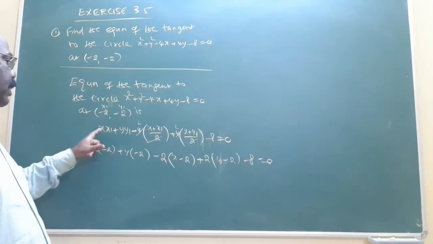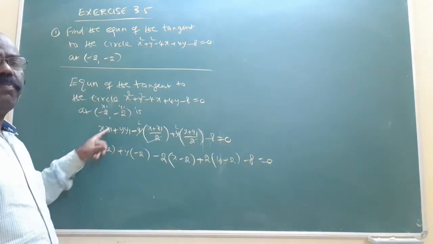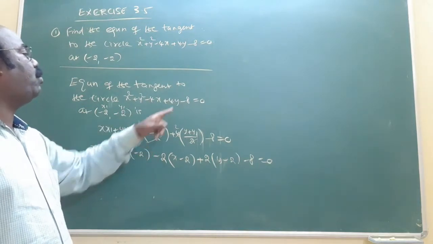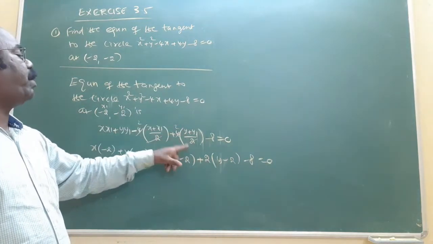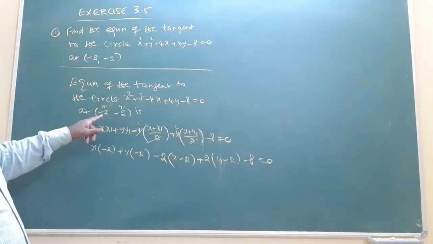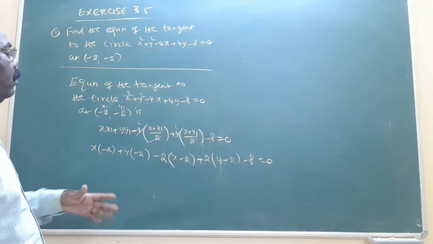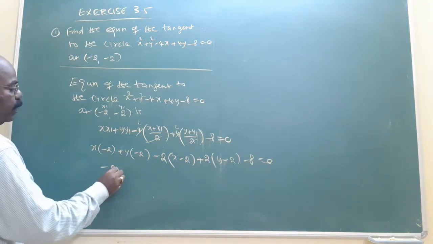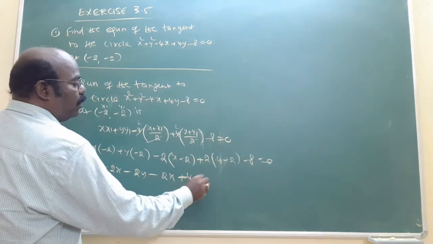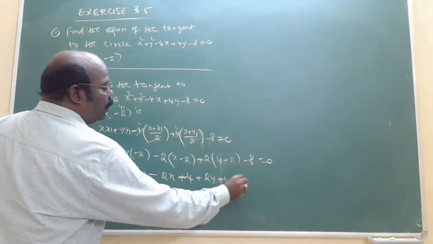That means x square becomes x x1, y square becomes y y1. The x becomes (x plus x1) by 2. Y becomes (y plus y1) by 2. This is the formula. Constant, no change. Now replace x1 by minus 2, y1 by minus 2 and simplify: minus 2x, minus 2y, again minus 2x, plus 4, 2y, again plus 4, minus 8 equal to 0.